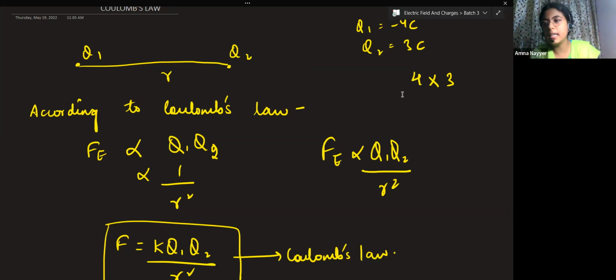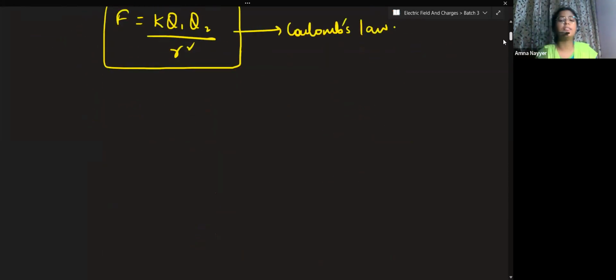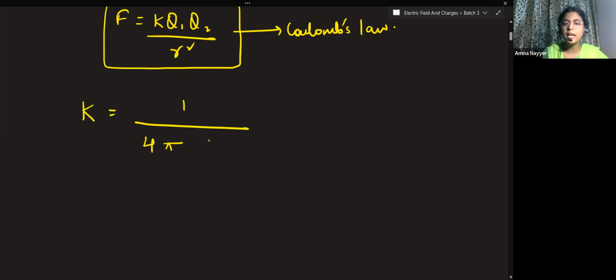Now see the constant that we use. We have a certain value of this constant. We write this constant as 1 divided by 4 pi epsilon naught. Electric force is also a force, so the SI unit will be Newton. First, we'll understand what this epsilon naught is, then we'll be able to understand what is meant by this.